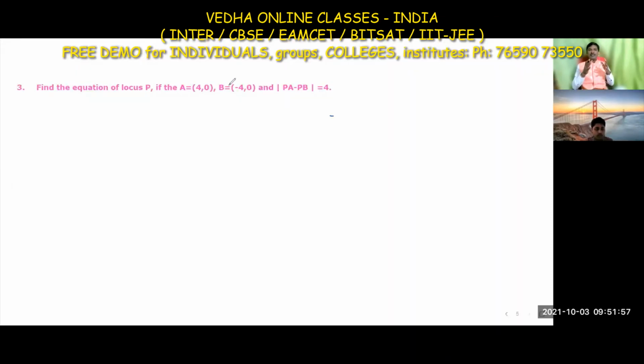Okay, this question: find the equation of locus of P if A is equal to (4, 0) and B is equal to (minus 4, 0) and the absolute value of PA minus PB is equal to 4.